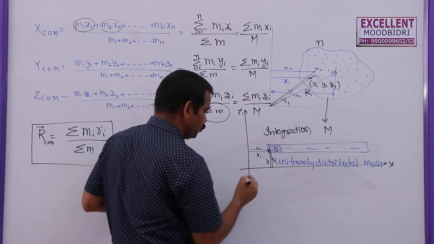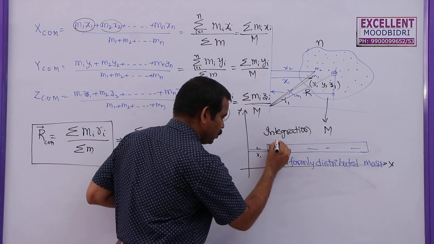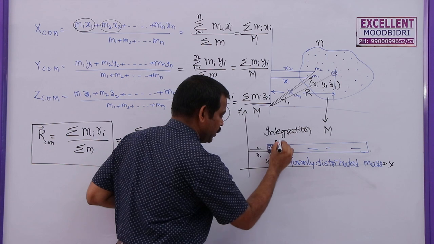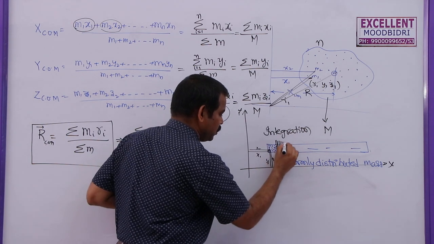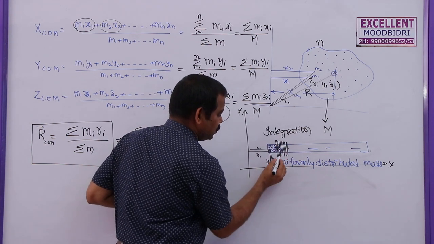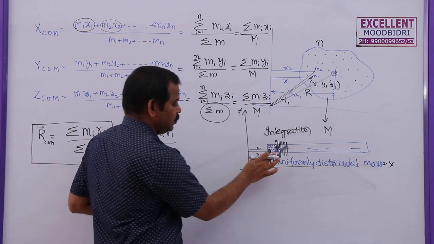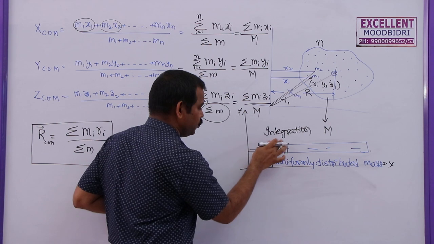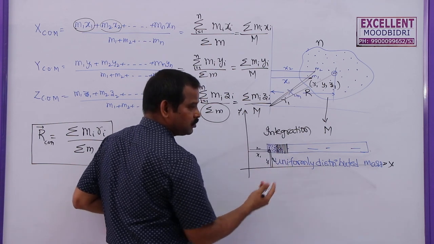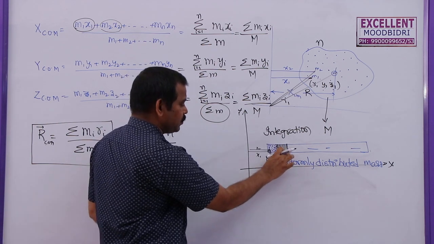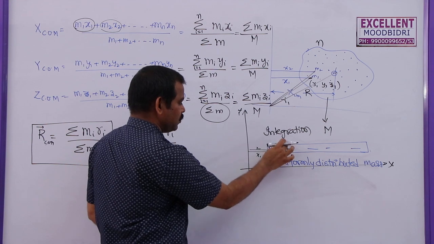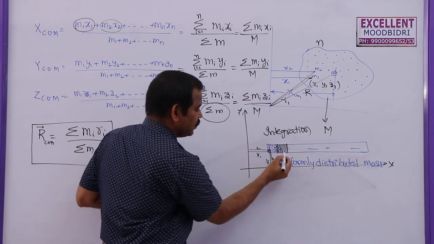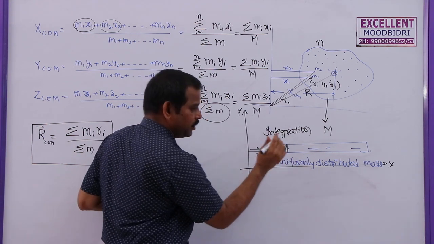Here what I am going to do? I am going to take a small strip of it. So I have to divide the scale into small strips here. Each strip, let us say, will have an equal number of particles. Why? Because this is uniformly distributed. Uniform distribution means for every strip, the number of particles present will be the same.